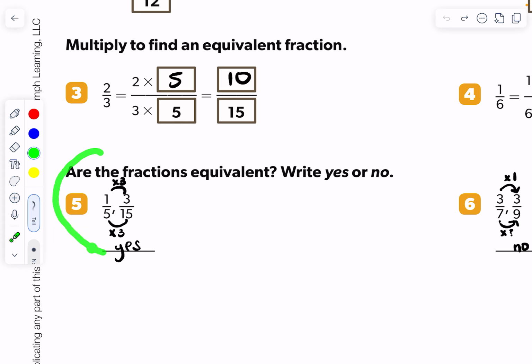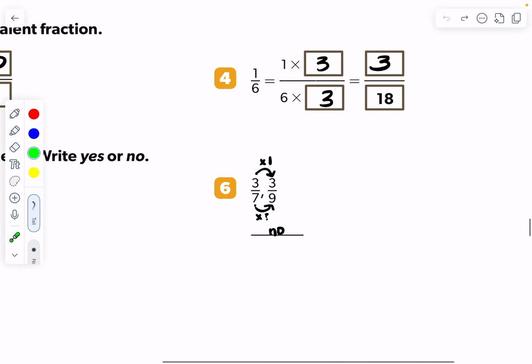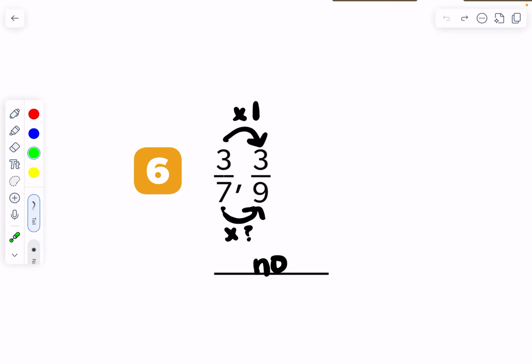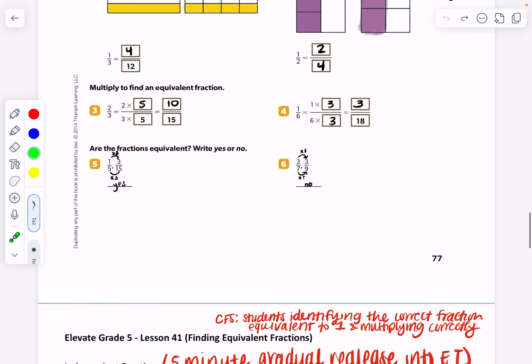In this question, for question number 5, we see that 5 times 3 does give us 15. We also see that 1 times 3 gives us 3. So it's perfect. Yes, it is equivalent because I multiplied by the same number and I got an equivalent fraction. However, for this question, I know that 3 times 1 gives me 3. Nice job. But I can't find anything to get me from 7 to 9. Or in other words, 7 times 1 does not give me 9. So this is not an equivalent fraction.